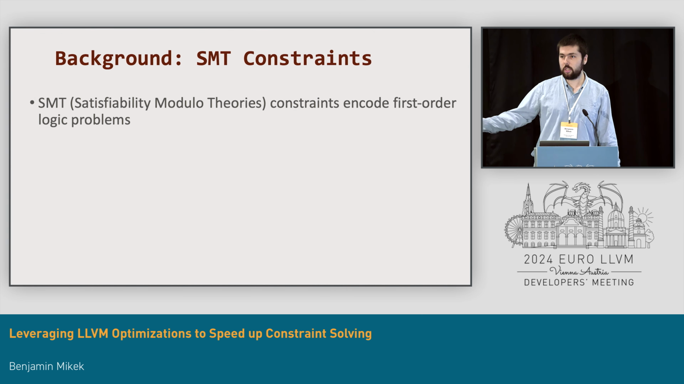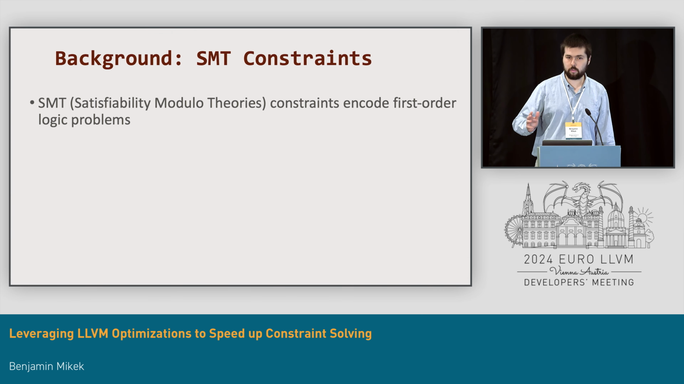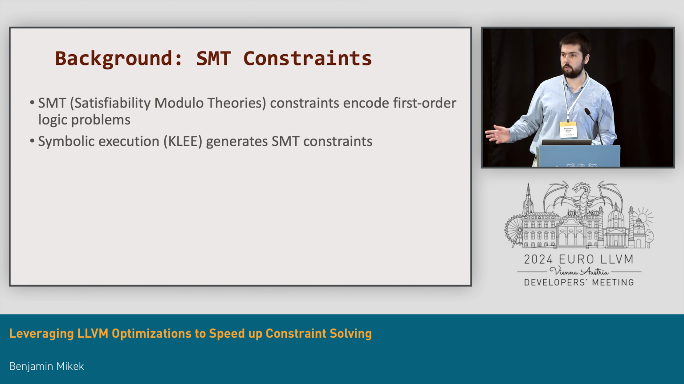So first, SMT constraints. This might be a new concept to some people. These are constraints that encode first-order logic problems. It stands for satisfiability modulo theories. And these have a couple of uses in the world of compilers and in LLVM in particular. Among those is symbolic execution. Engines like KLEE that are built on LLVM work by converting paths in the program into constraints and then using an SMT solver to solve them to cover all of the paths in the program.